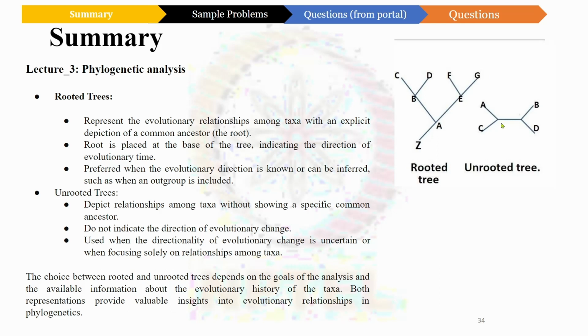Next, we have unrooted trees. In these unrooted trees, the common ancestor of all these organisms is not explicitly shown. Instead, this tree only shows the relationships among the taxa themselves. That is, B and D are closely related, and A and C are closely related. So these unrooted trees consist of branching patterns representing the relationship among taxa without indicating the direction of evolutionary change.